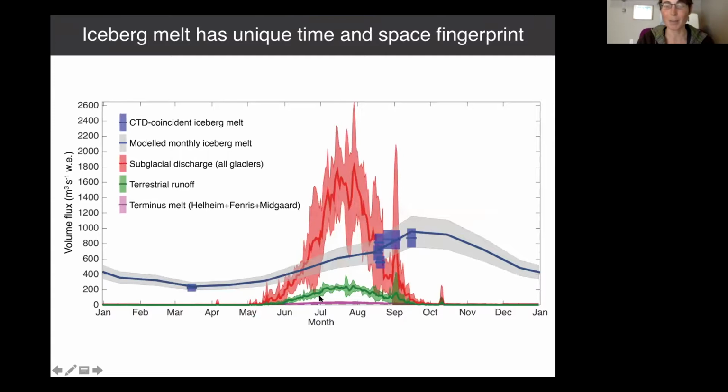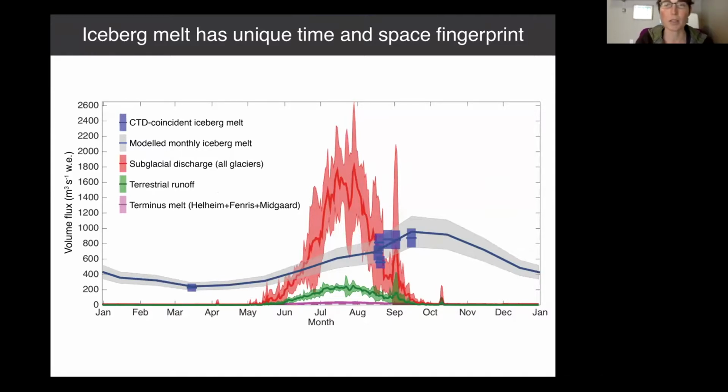And when we're thinking about freshwater in a fjord like Sermilik, terminus melt is not one of our primary factors. We step up about an order of magnitude for looking at terrestrial runoff that's dropping into this fjord from all of that area of open land beyond the edge of the ice sheet. And then again, another order of magnitude step up here to what we see as subglacial discharge from all glaciers.